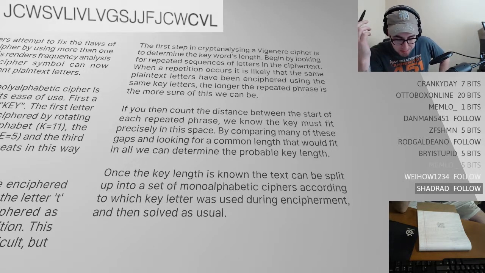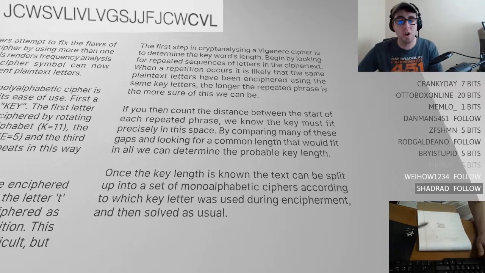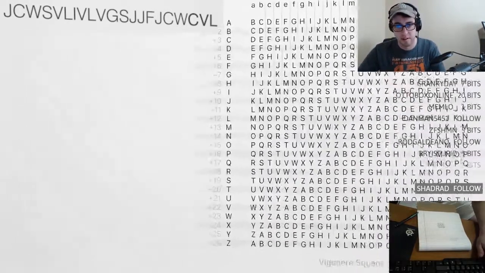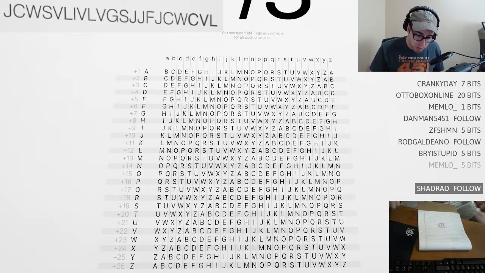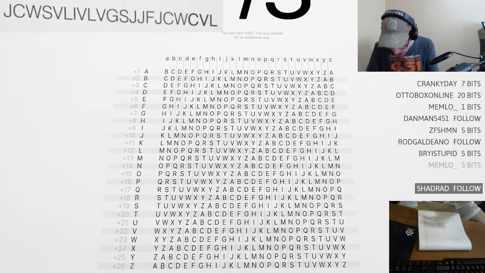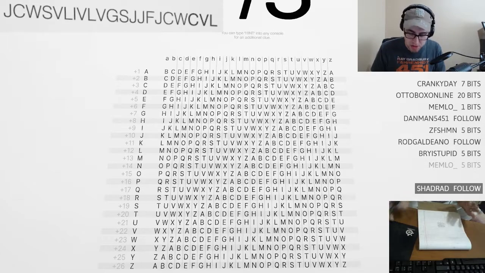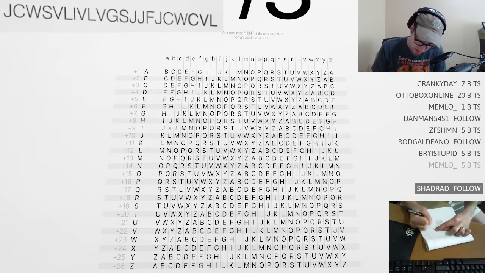Oh, because of the gap. The gap tells us the letter. Oh my gosh. CVL is separate, so as soon as we get our code, we're good. Oh, okay, so that thing was 15, right?